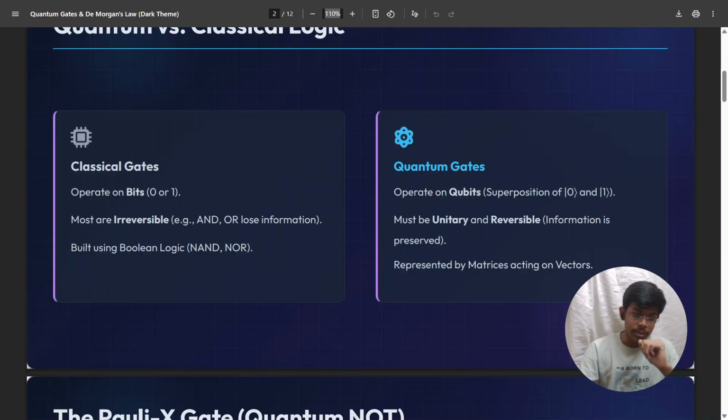You have lost information. But as you can see on your right, there are quantum gates. They operate on the qubit, or we can say a superposition of 0 and 1. The golden rule here is that quantum gates must be unitary, which implies they must be reversible. To run a quantum circuit backwards, you must be able to retrieve your original input. This requirement changes how we design everything. We can't just erase a qubit, we have to transform it.